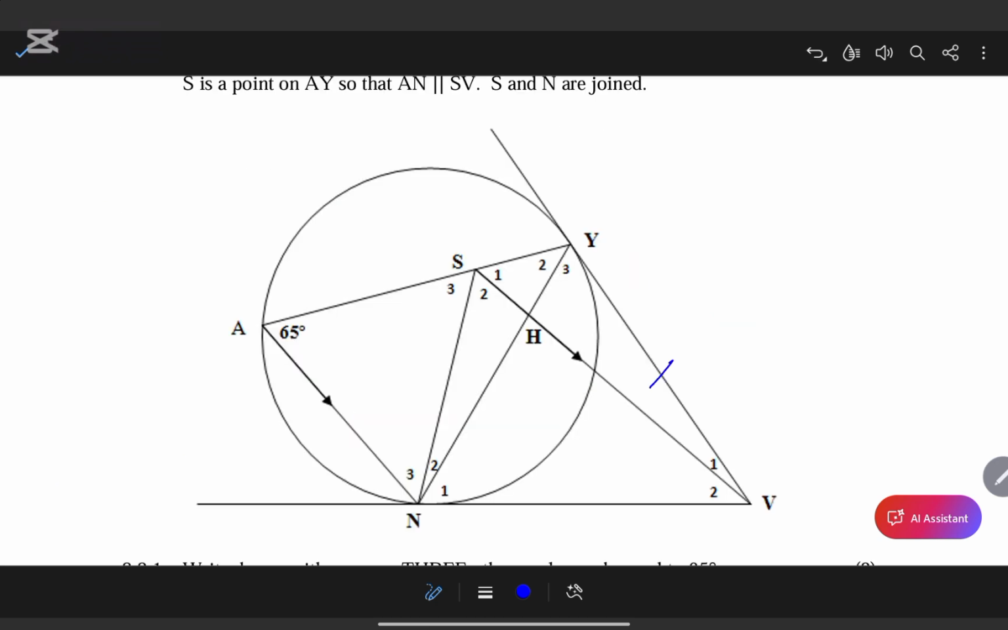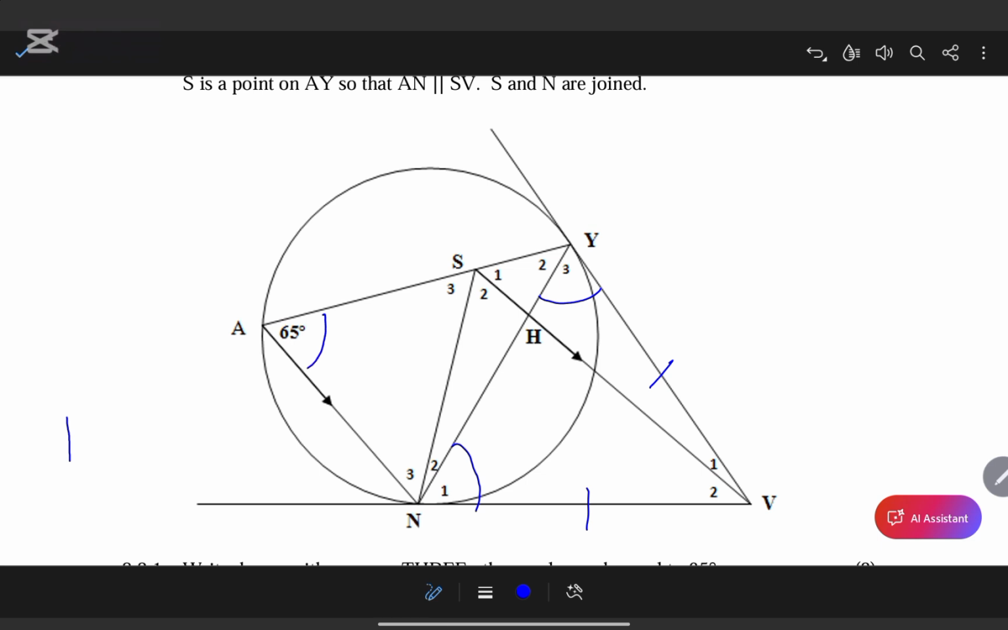The length VY is equal to the length VN. These are tangents from a common point outside the circle. Therefore, making triangle VYN an isosceles triangle. Therefore, angle N1 is equal to angle Y3. Right? Now, since we are told that they are tangent, that means angle A is equal to all those angles.